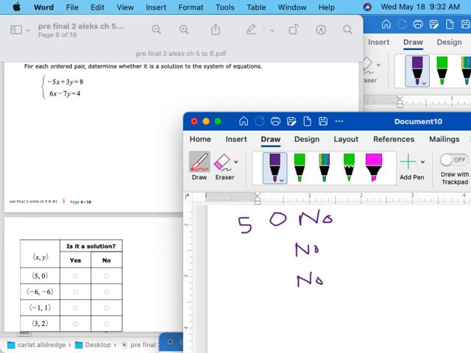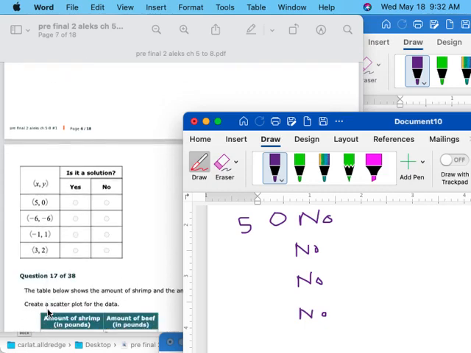What about (3, 2)? I hope it's the solution. Negative 15 plus 6 is not 8. So guess what? Did I make a mistake? Are they all no's? It went really fast. That was negative 25, that didn't work. That was 30 minus 18, that didn't work. That was 5, and this one would be negative 6 minus, that didn't work. None of them worked. They were all no's.